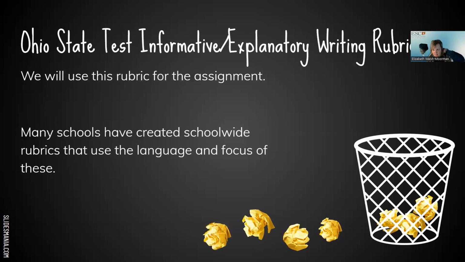So what's going to happen is I'm going to give you a link to Ohio's rubric for informative and explanatory writing. It's for the 6 to 12 OSTs. We're going to use this rubric. This is obviously the exemplar from the state. It's also because as teachers, we want to align everything to the state standards. We know that this is aligned to the state standards because it's written by the same people who write the standards.